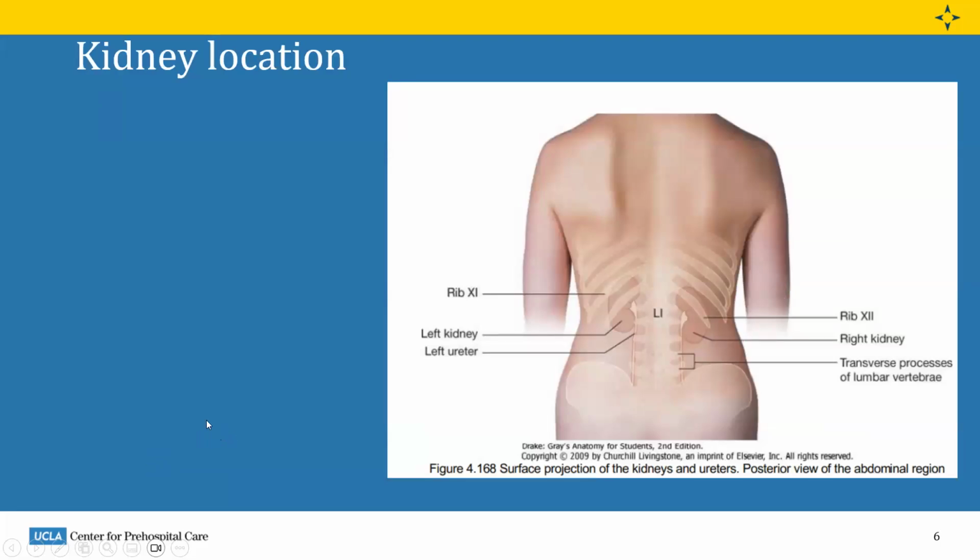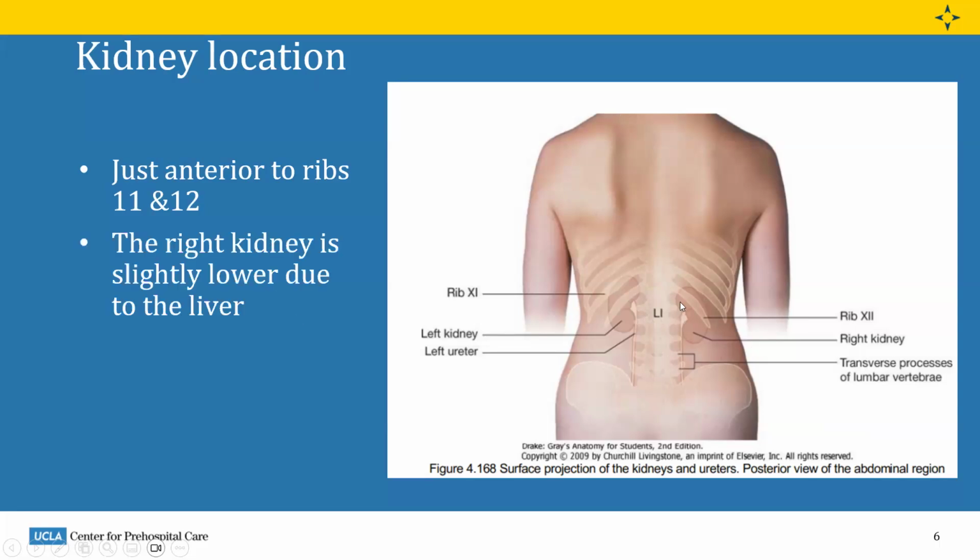So where are the kidneys located? And we're looking at a posterior view. So our kidneys are going to be anterior to ribs 11 and 12, right? 11 and 12. And because we're looking from the posterior view, this is going to be the left side of their body and the right side of their body. So that right kidney is going to be slightly lower because we have the liver in the way, right?